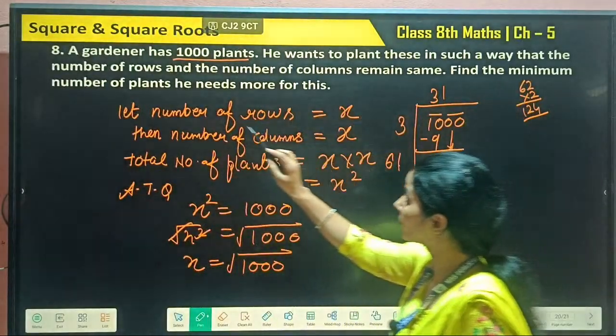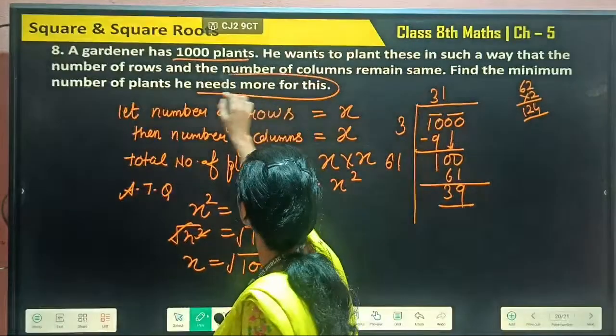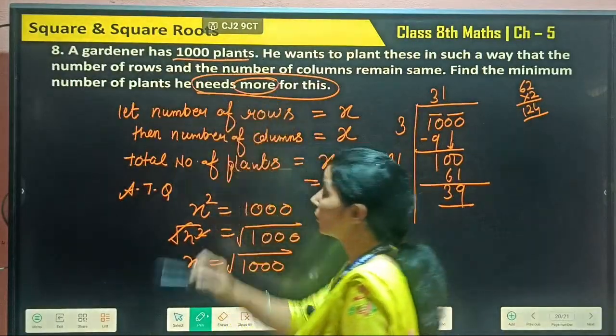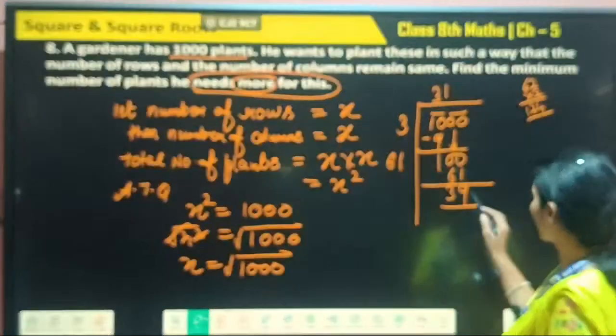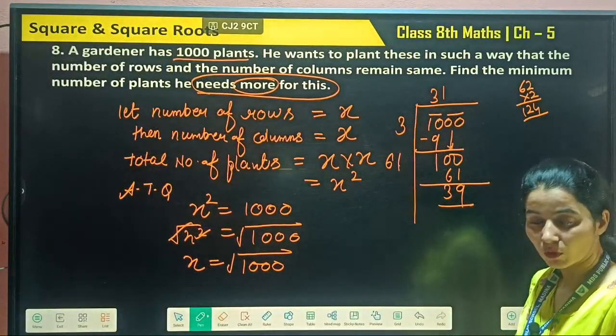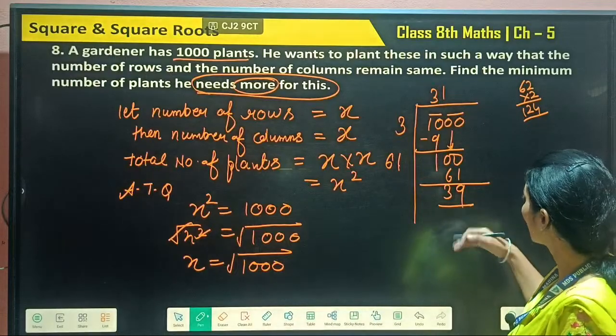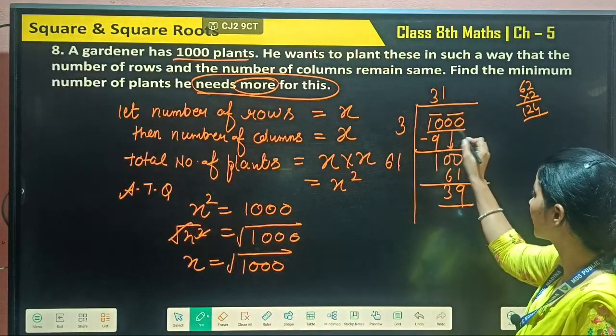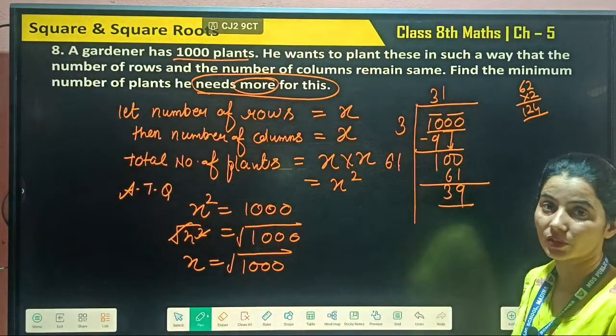Now see, he wants to ask to find the minimum number of plants he needs more for this. It means we can't subtract from the given number; it will be more or less. How many more plants does he need? It means we have to add something to this 1000.